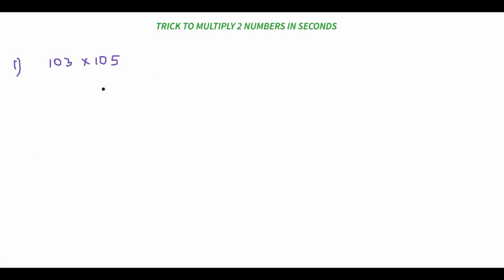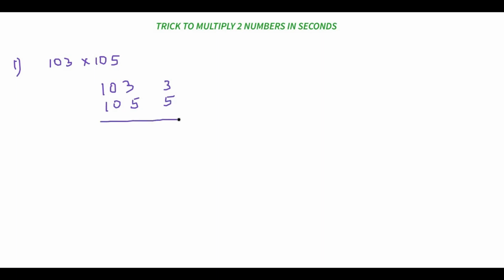Now let's write these numbers here, 103 and 105. These are the two numbers which we are going to multiply. How much is 103 more than 100? It is 3 more than 100 and this is 5 more than 100. This trick is based on numbers which are in and around 100, like 105, 110, 115, 112 or 98, 94, or anywhere around hundreds, right? So 103 is 3 more than 100 and 105 is 5 more than 100, right? This is the first step.